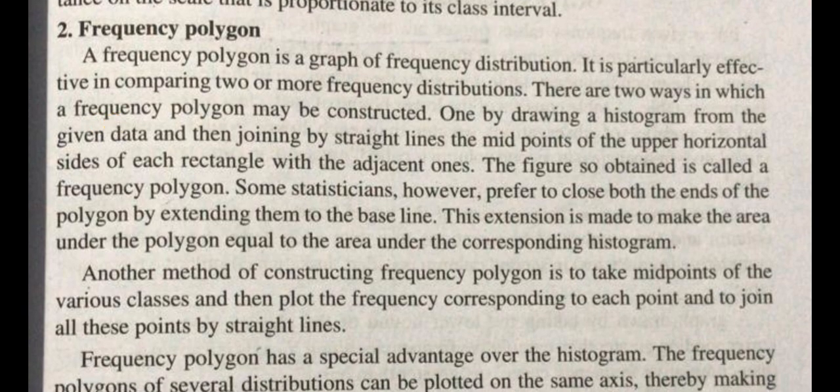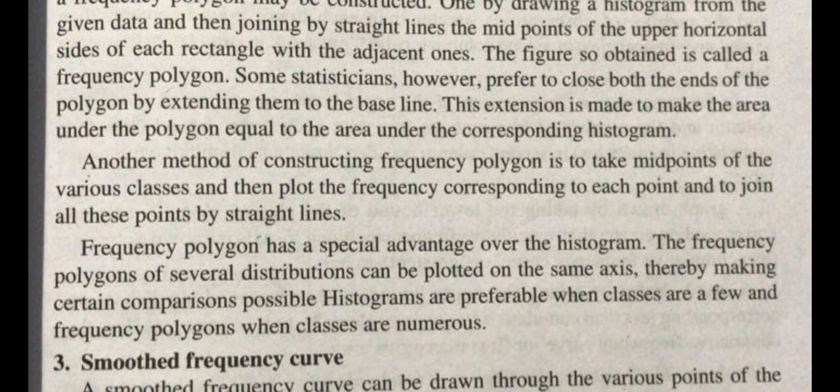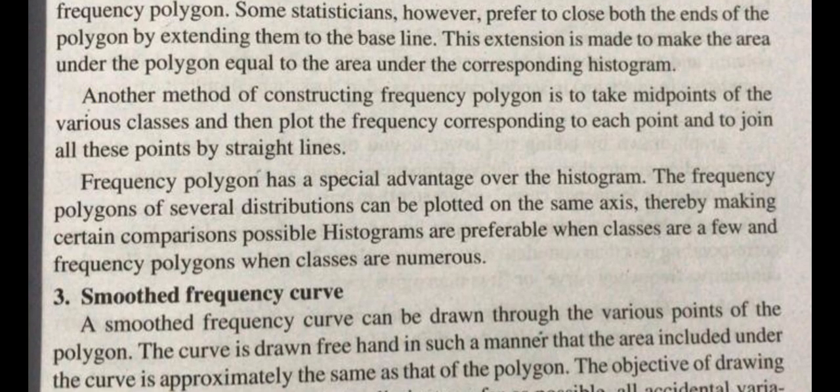There are two ways in which a frequency polygon may be constructed. One, by drawing a histogram from the given data and then joining by straight lines the midpoints of the upper horizontal sides of the rectangles with the adjacent ones. The figure obtained is called a frequency polygon. Some statisticians, however, prefer to close both ends of the polygon by extending them to the baseline. This extension is made so that the area under the polygon is equal to the area under the corresponding histogram.